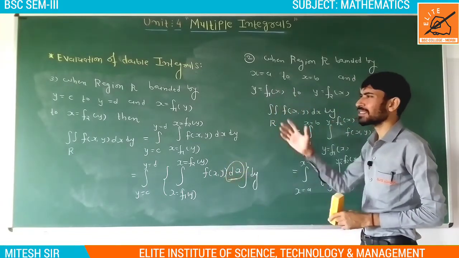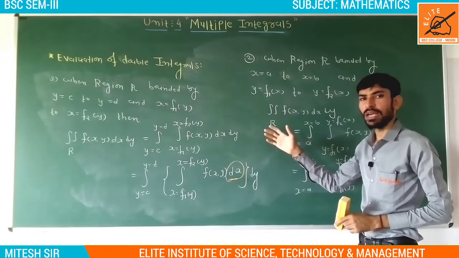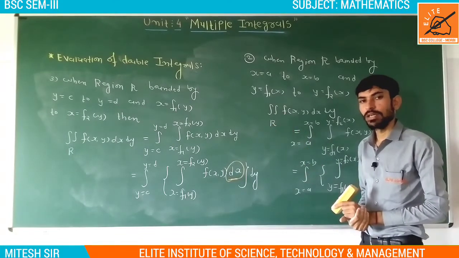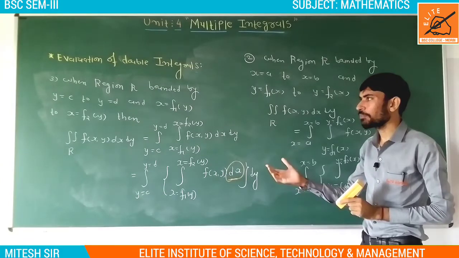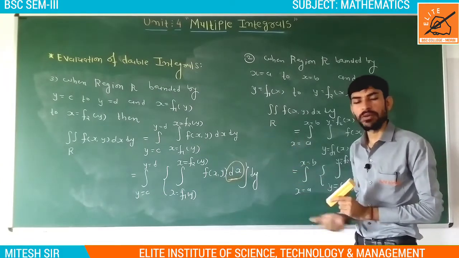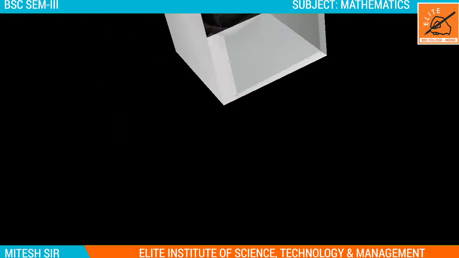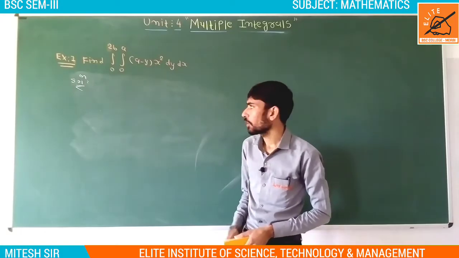So using these things we will discuss the examples. So now we discuss the examples related to constant limit and variable limit. Write down the first example.